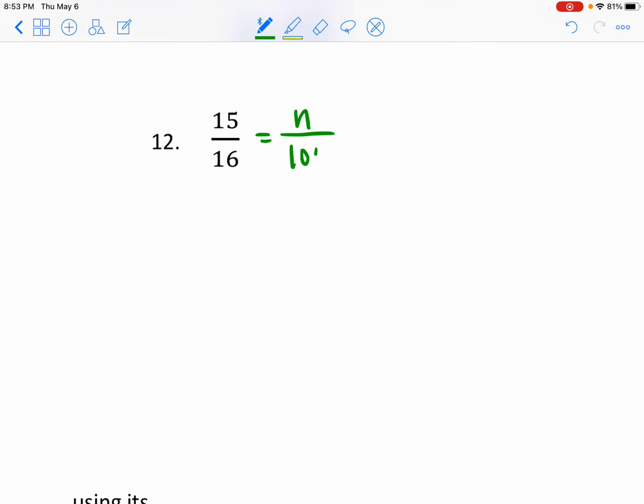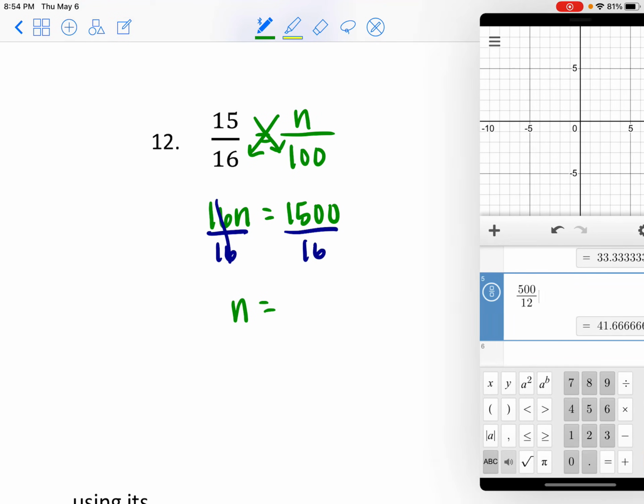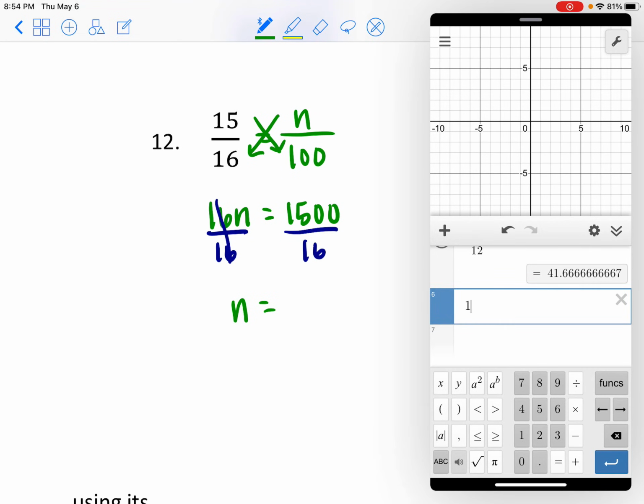Otherwise, you can just let me keep going here. So 15 is to 16 as n is to 100. If we cross multiply, 16n there, and then 15 times 100 is going to be 1500 there. Going to divide both sides by 16. And I am not trying to do that division. Let's go to our friend the calculator.